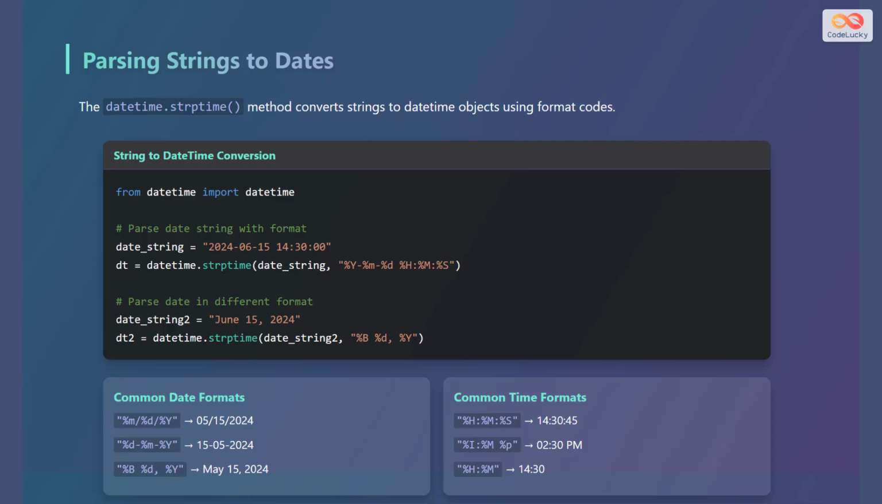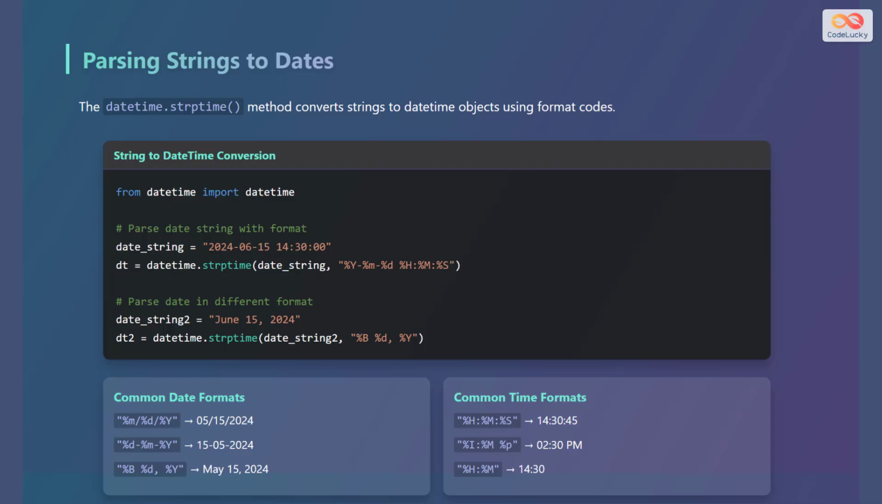Some common date formats include %m/%d/%Y representing month, day, year. For example, 05/15/2024. %d-%m-%Y representing day, month, year. For example, 15-05-2024. And %b %d, %Y representing month, day, year. For example, May 15, 2024.